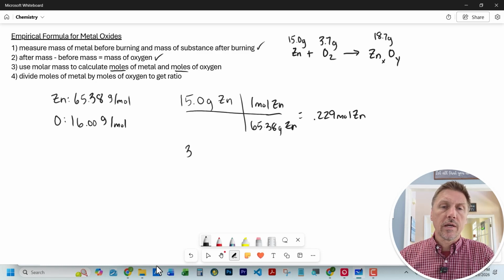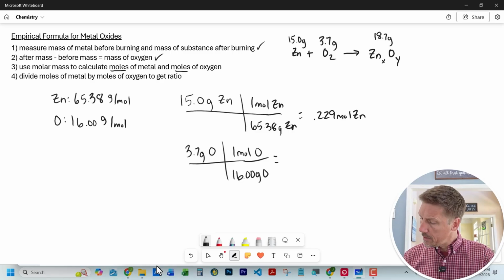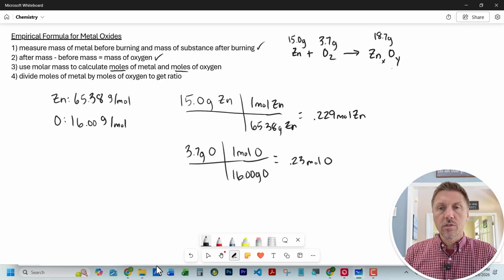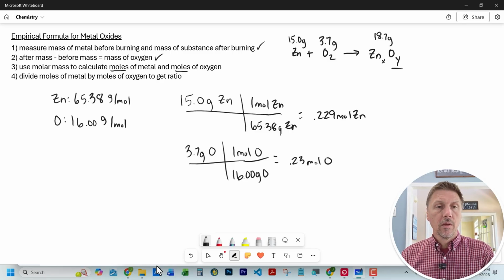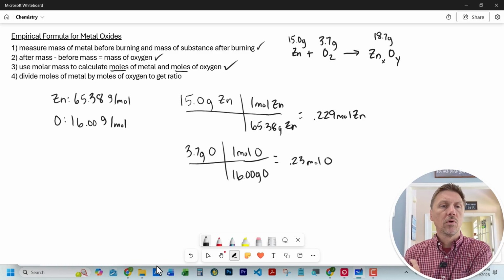Also, on the other side of the equation, we had 3.7 grams of oxygen. And we know that 1 mole of oxygen is equal to 16 grams of oxygen. And so doing the math with that, we have 0.23 moles of oxygen, right? That's the number of moles of oxygen we have over here. So we've done step number 3 now, right? We've figured out the number of moles of each of those guys.